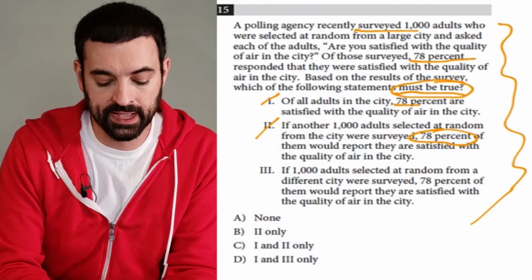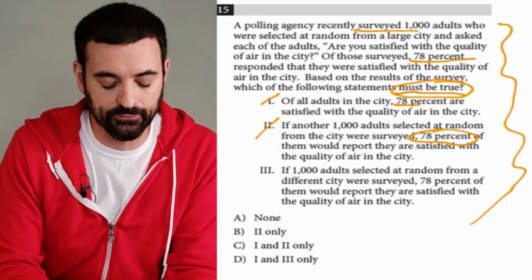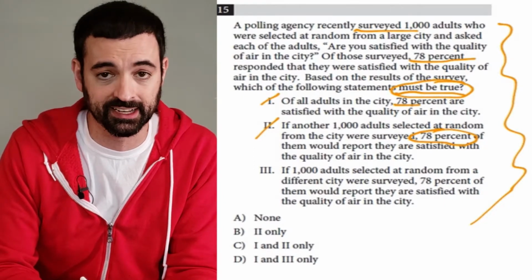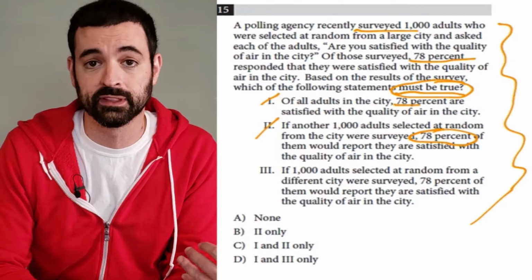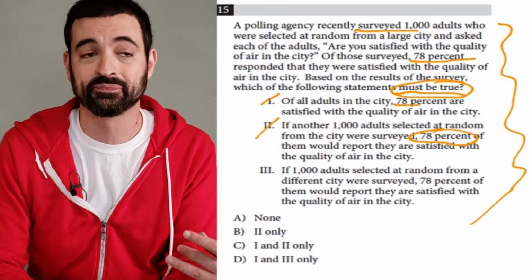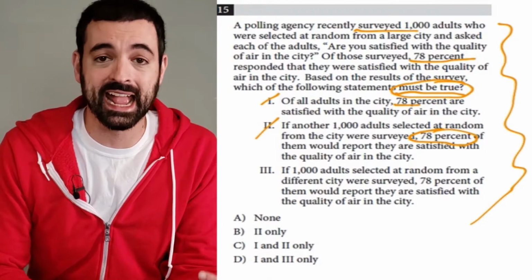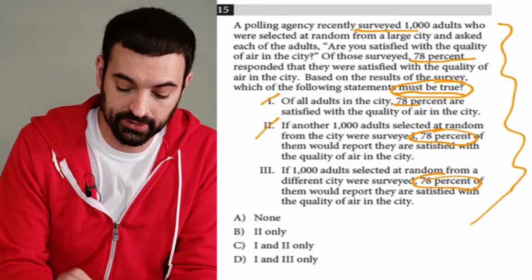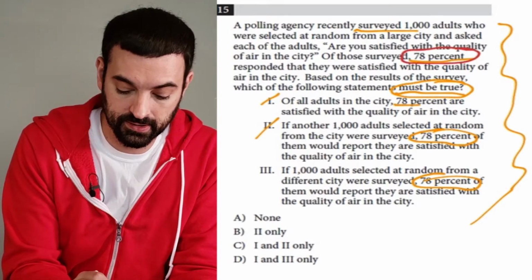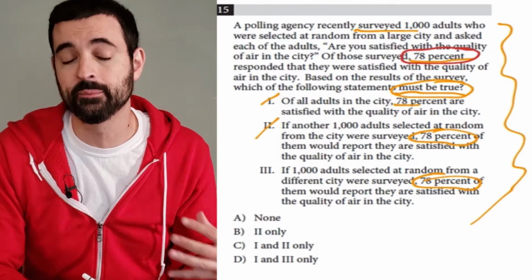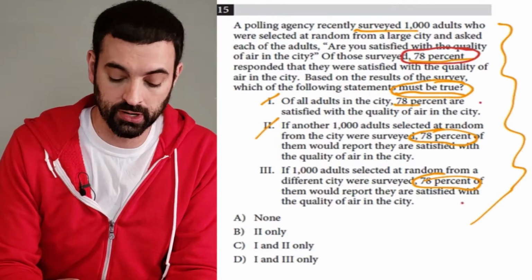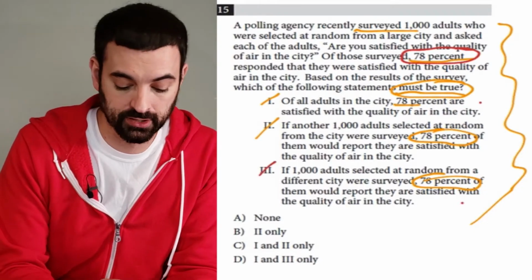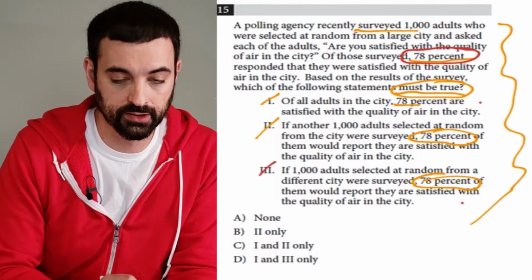Roman numeral 3. If 1,000 adults selected at random from a different city were surveyed, 78% of them would report they are satisfied with the quality of air in the city. If we can't extrapolate the 78 from the original respondents into the city in which they live, we certainly can't extend that information to another city, even if the 78 up here can be extended to some degree of certainty to one city or another city. It won't be exact. We will eliminate Roman numeral 3.